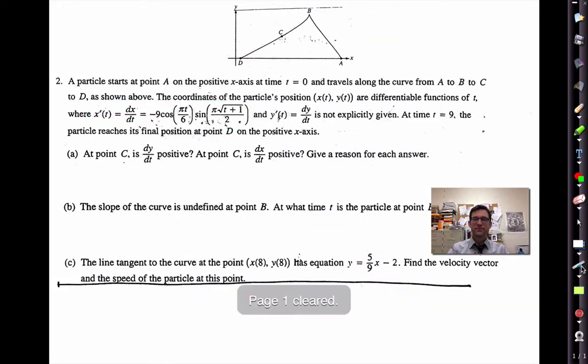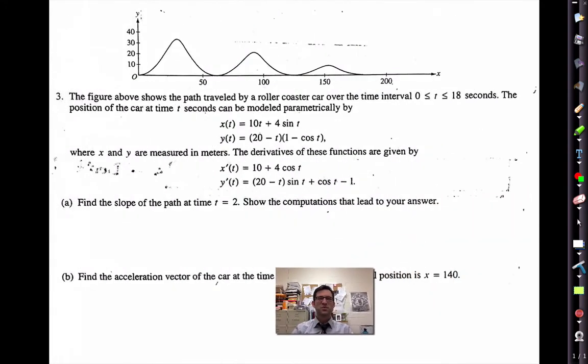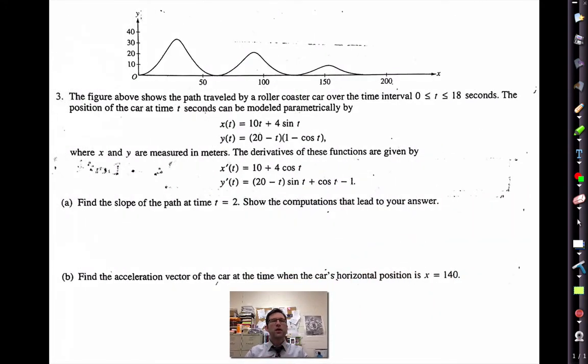Okay, here we go. I liked that one. And if that one was good, this one's great. The figure above shows the path traveled by a roller coaster car over the time interval 0 to 18 seconds. The position of the car at time t seconds can be modeled parametrically by those two position formulas. And then they were so nice, they gave us the derivatives. They just said, we'll do it for you. So they came up with the derivatives, all right? We could do that ourselves. Now, I really want to keep in mind that this is the actual path that the roller coaster traveled. In other words, that's x, that's y, t is not showing up.